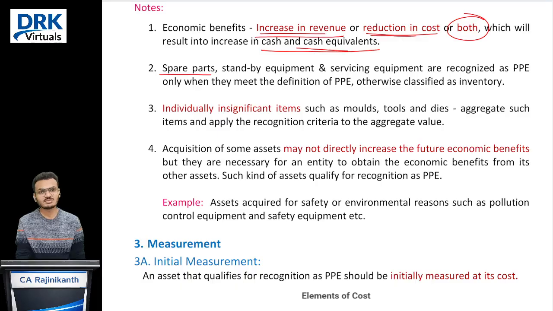Sometimes major spare parts and standby equipment, like electric generators and servicing equipment, can also satisfy the definition of PPE. In that case, we can recognize them as property, plant, and equipment. Otherwise, we can classify them as inventory. That is what the standard is saying, right?